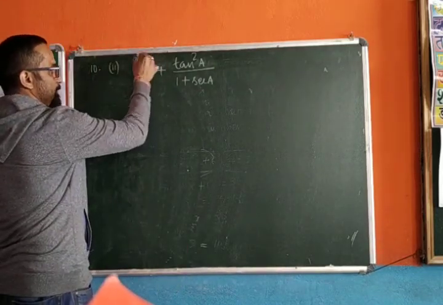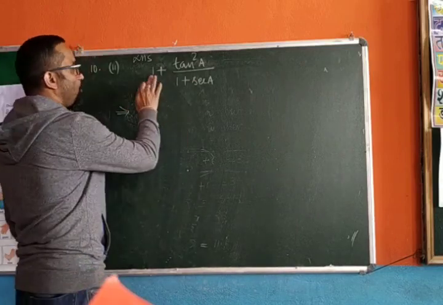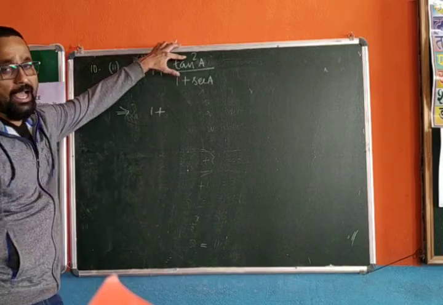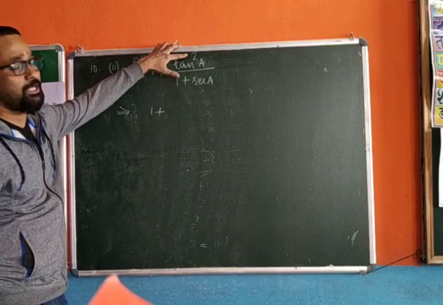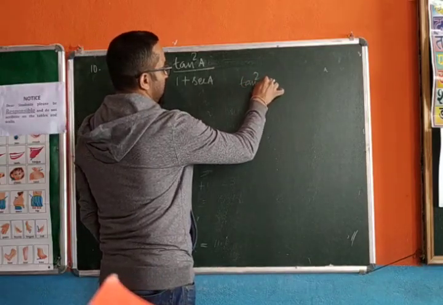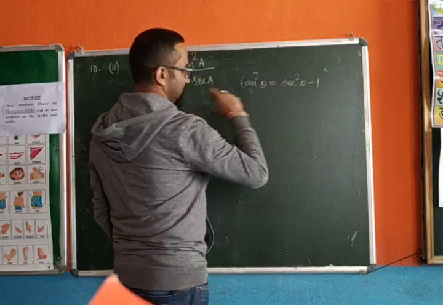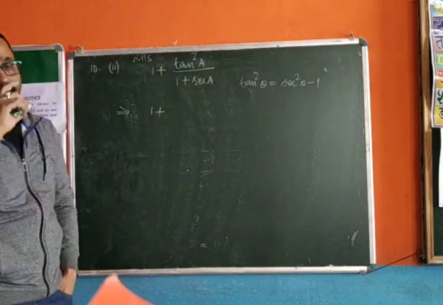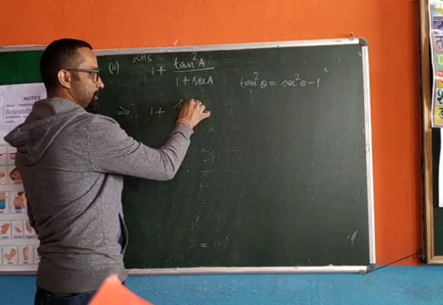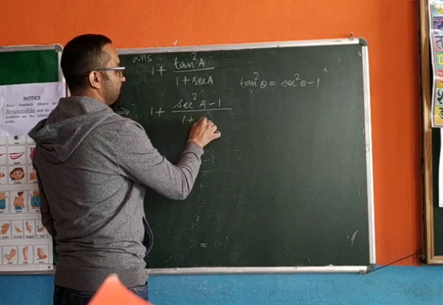Take left hand side, copy as it is. Now 1, you write 1. If you look at the identity, this tan square has a formula. Tan square theta can be written as sec square theta minus 1. So similarly, we can write tan square a as sec square a minus 1 whole thing divides by 1 plus sec a.